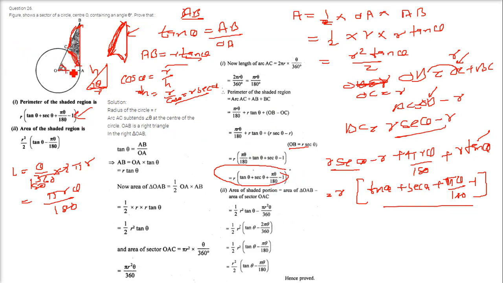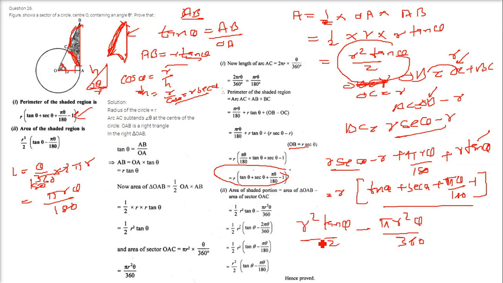Now area of the shaded region will be what? Area of the triangle minus area of the sector. We have already found the area of the triangle. Now we just have to subtract the area of the sector from here. So R square tan theta by 2 is the area of the triangle, and subtract the area of the sector. The sector is what? Theta by 360 into pi R square. So you just write pi R square, theta by 360.